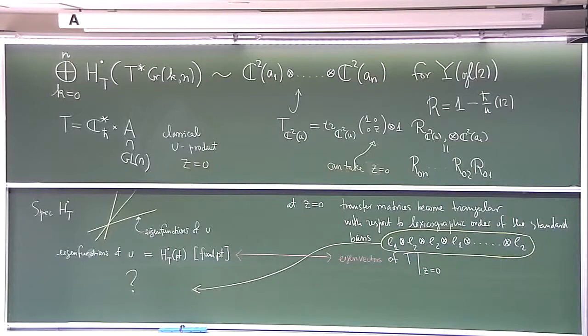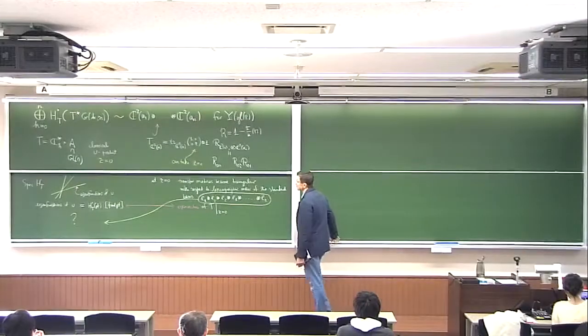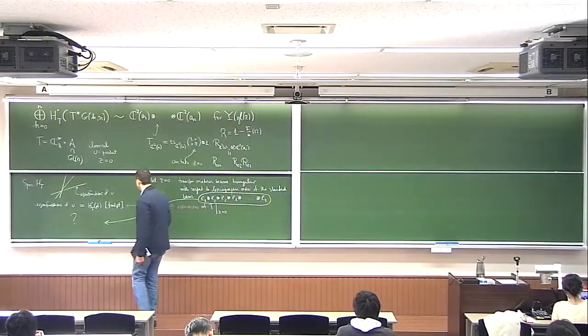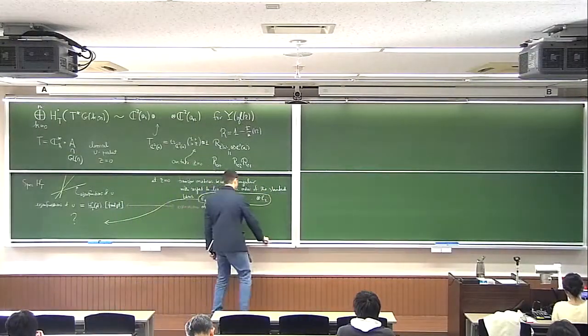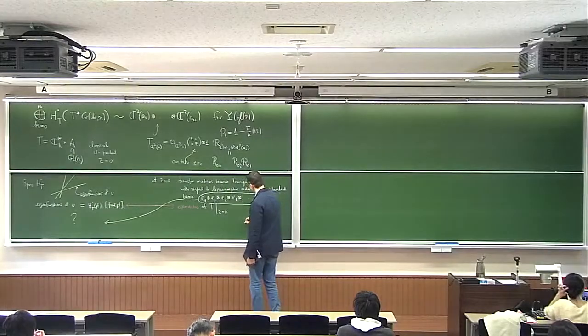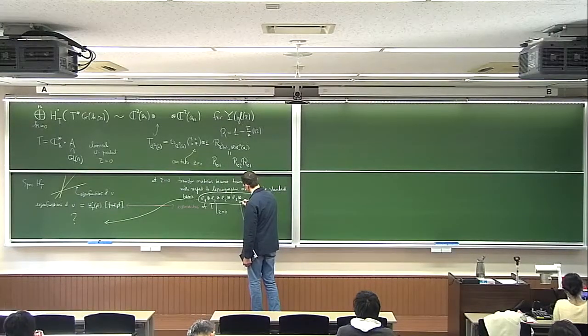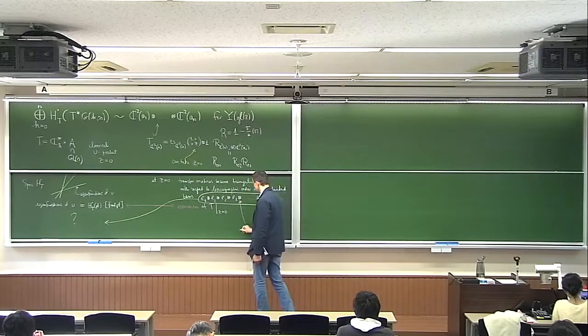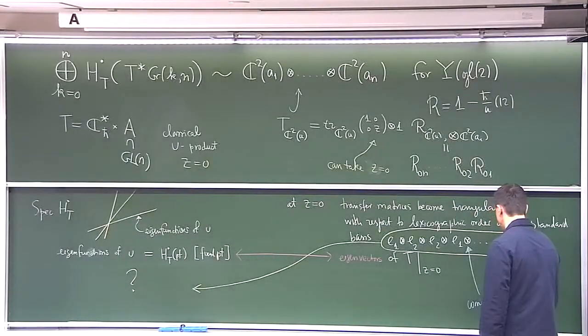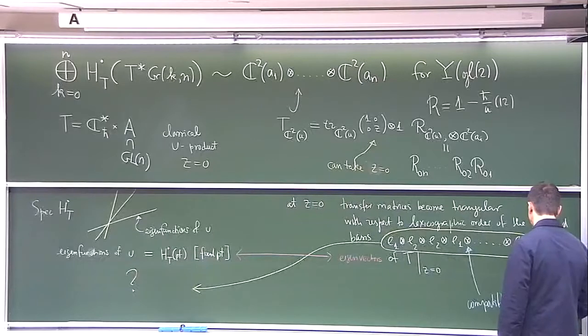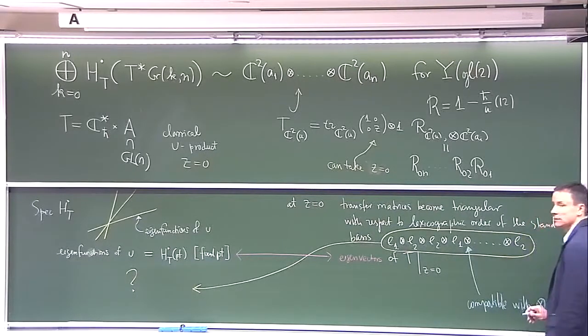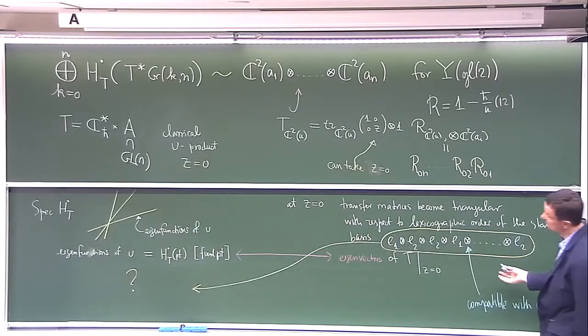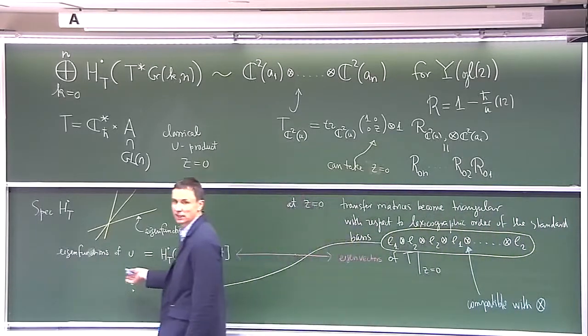The reason that question is important is because on this side, this is a basis which is evidently, by its very construction, compatible with the tensor product. And the tensor product is precisely the structure we would like to find on this side.